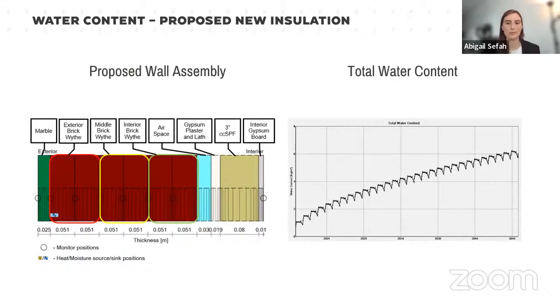So what's going on here is that water and water vapor that are entering at the outboard side of the assembly are traveling through the brick as they were with the existing wall assembly, but then they aren't able to escape to the interior when they hit this vapor barrier, this layer of closed cell spray foam, which is acting as a vapor barrier. And therefore, that water gets trapped within this wall assembly and it has nowhere to go.